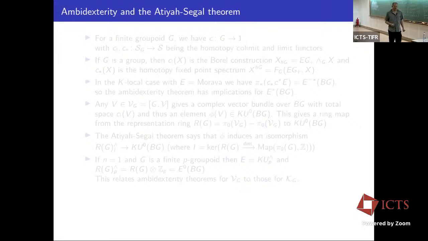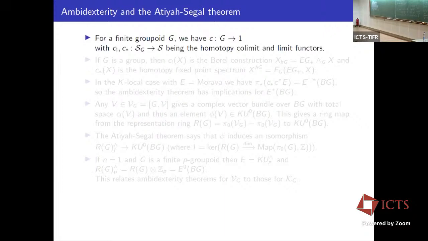Okay, so let me make some comments about the relationship with the Thiers-Seagull theorem. So we've said various things about functors between finite groupoids. One kind of functor that you always have is just the unique functor from G to 1.